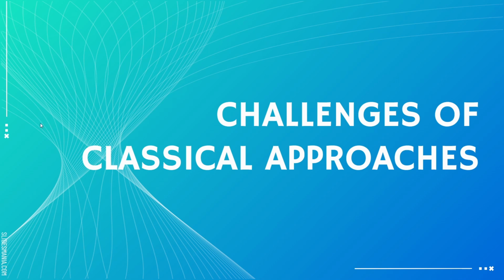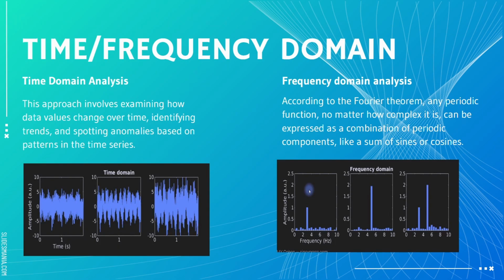Now we will discuss a few classical methods that were used to solve the problems of anomalies in time series before deep learning was popular, and the challenges which were faced. First, we'll explain time and frequency domain. Time domain analysis refers to examining how data values change over time, examining trends and anomalies based on predictions in the time domain. And in frequency domain analysis, we consider the Fourier theorem, which states that any periodic function, no matter how complex, can be expressed as a combination of periodic components like a sum of sines, cosines, etc.